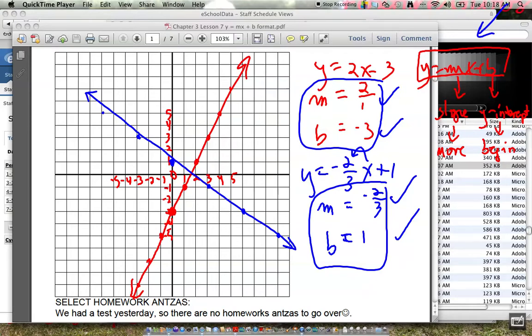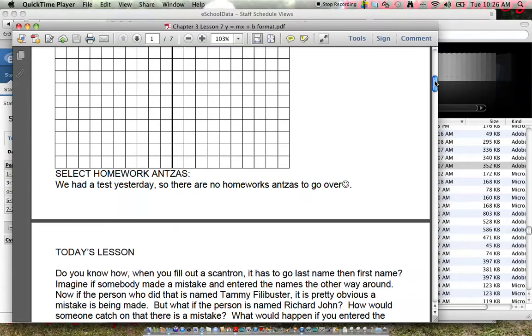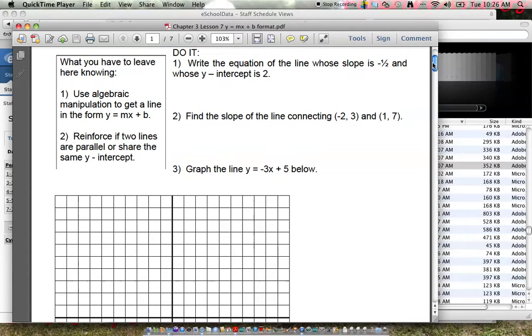Okay, now let's go through the do it, which is a lot like yesterday's do it. And look, if you would have done yesterday's do it to the best of your ability, I think that it would have helped on today's quiz. Alan, I know you're picking your head up and not putting it down, right? Now, first question on today's do it. Write the equation of a line whose slope is -1/2 and whose y-intercept is 2. As soon as I read this phrase, write the equation of a line.